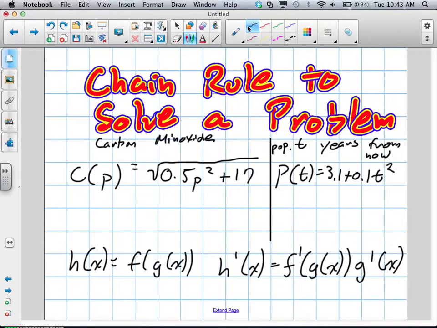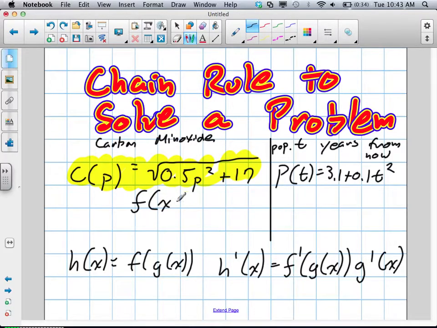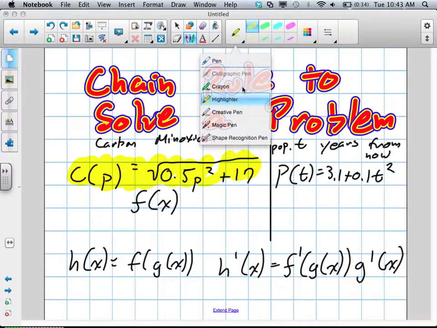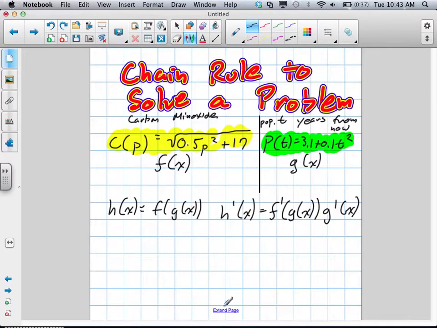Well, think of our carbon monoxide equation. This is going to be the f of x of our equation. And our population rate changing is going to be the g of x of this equation. So our population is going to be changing, and so is the carbon monoxide rate. So this is a chain rule function. We have to derive one function within the other function.